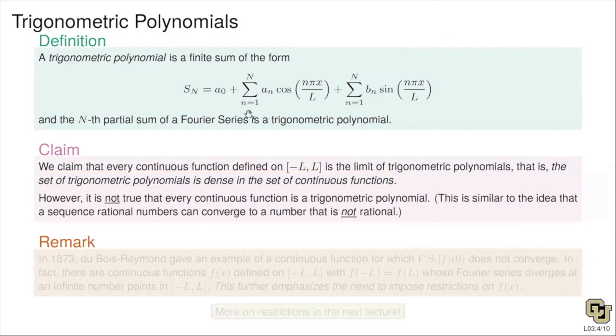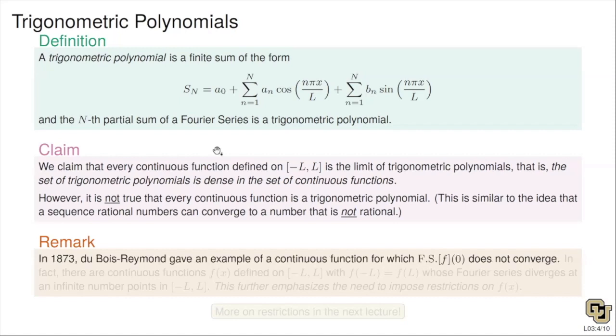And by analogy, the discussion about uncountable and countable numbers and sequences of rational numbers approaching irrational numbers, that's by analogy. Just like e, which is an irrational number, we can express as a sequence of rational numbers, we will prove any continuous function on a closed interval we can write as a sequence of trigonometric polynomials. But I'm not saying every continuous function is a trigonometric polynomial.